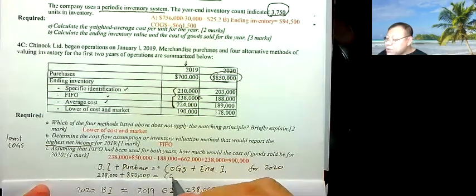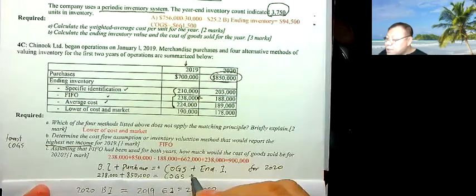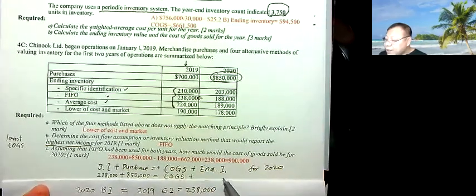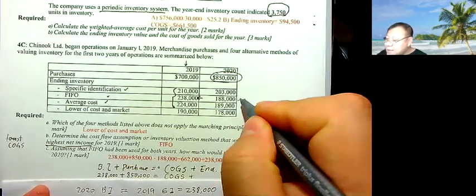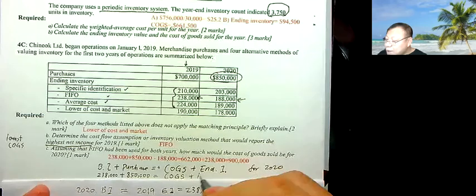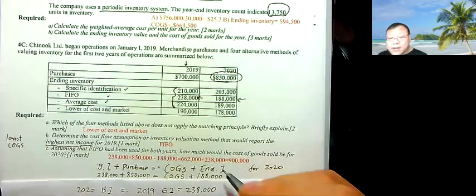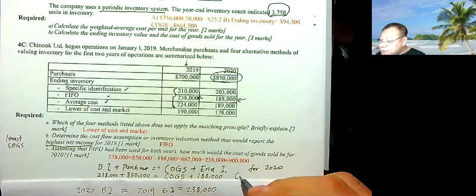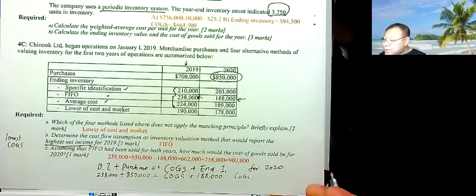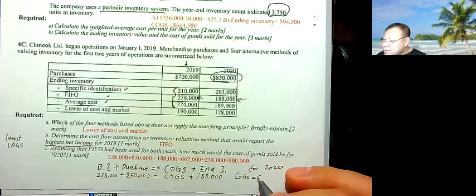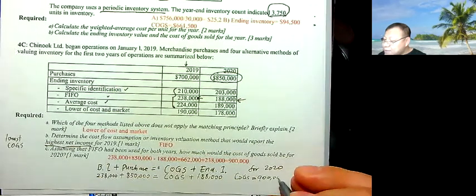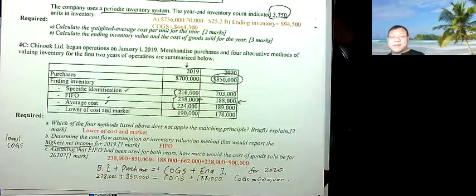Okay, cost of goods sold is unknown. What's the ending inventory for 2020? That is here, 188,000. Okay, so if you solve for cost of goods sold, you should get 900,000. Okay, that's this question.